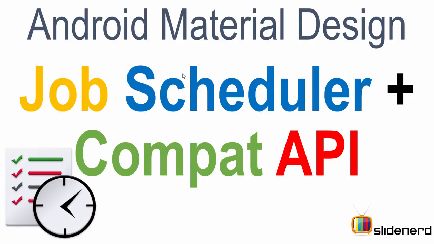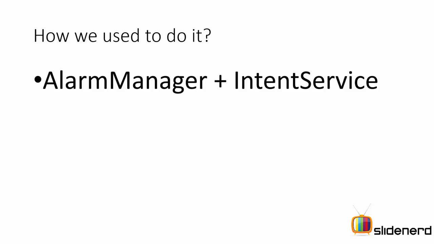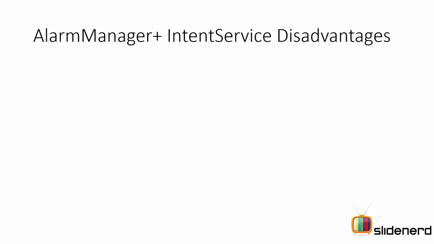So let's get started. Fetch the list of the latest movies from Rotten Tomatoes API every 24 hours or every 1 hour. How did we do that so far? We had Alarm Manager plus intent service, or we used to have the sync adapter. Let's talk about the disadvantage of the Alarm Manager plus intent service.